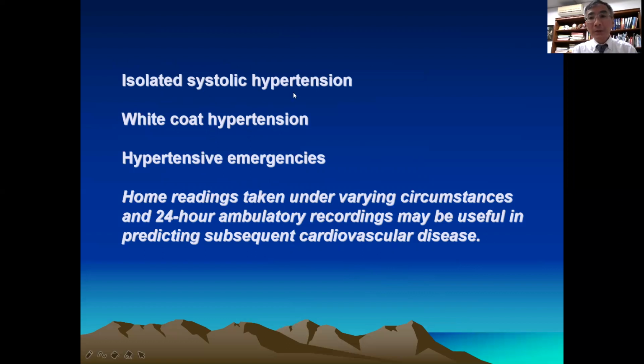Isolated systolic hypertension is when the patient only has an elevation of the systolic blood pressure. The diastolic blood pressure is normal. This is a fairly common condition in the elderly group of patients. It has been found to be clearly as bad as hypertension of the diastole and systole.